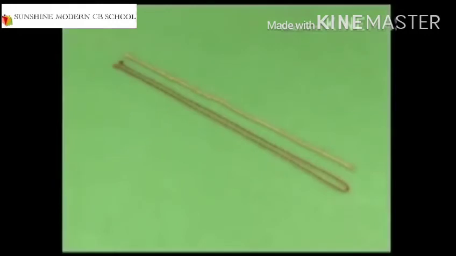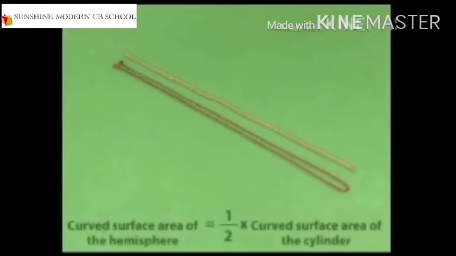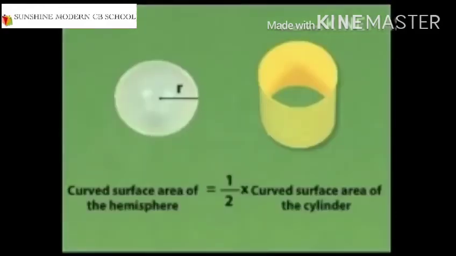Now compare the length of the two threads. We can see that the length of the red thread is 2 times the length of the orange thread. This shows that the curved surface area of the hemisphere is half the curved surface area of the cylinder. If the radius of the hemisphere is r, then the radius and height of the cylinder are r and 2r respectively.